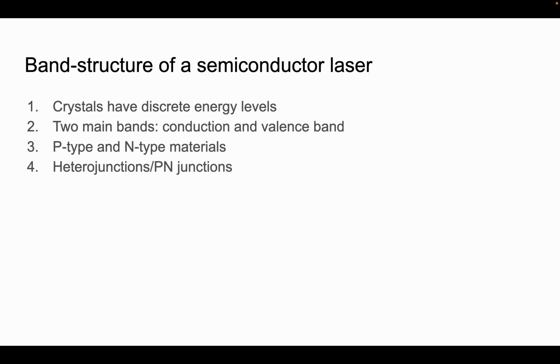So starting with the band structure of a semiconductor laser. Crystals have discrete energy levels which split into energy bands, and each quantum state of an individual atom splits into certain energy bands. Essentially, there are two main bands that we look at, and they are the conduction and valence band. The energy difference between the conduction and the valence band is called the energy gap.